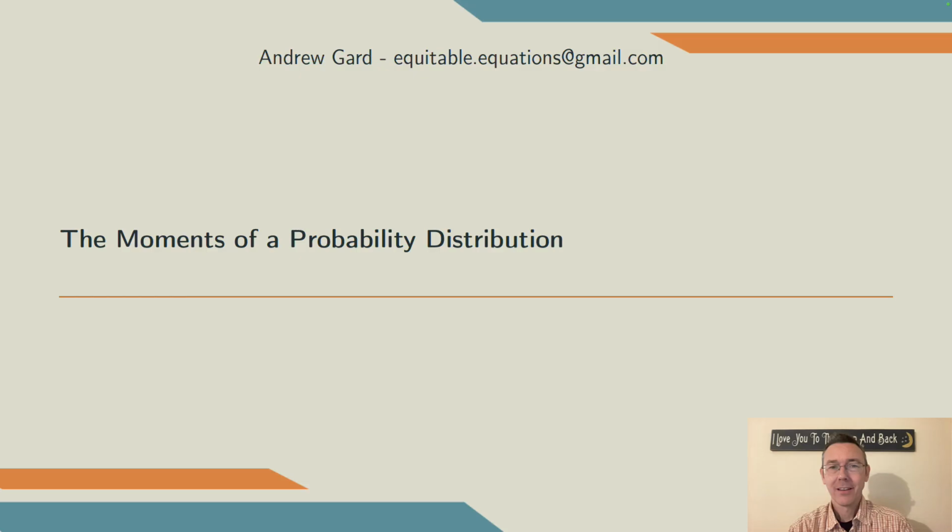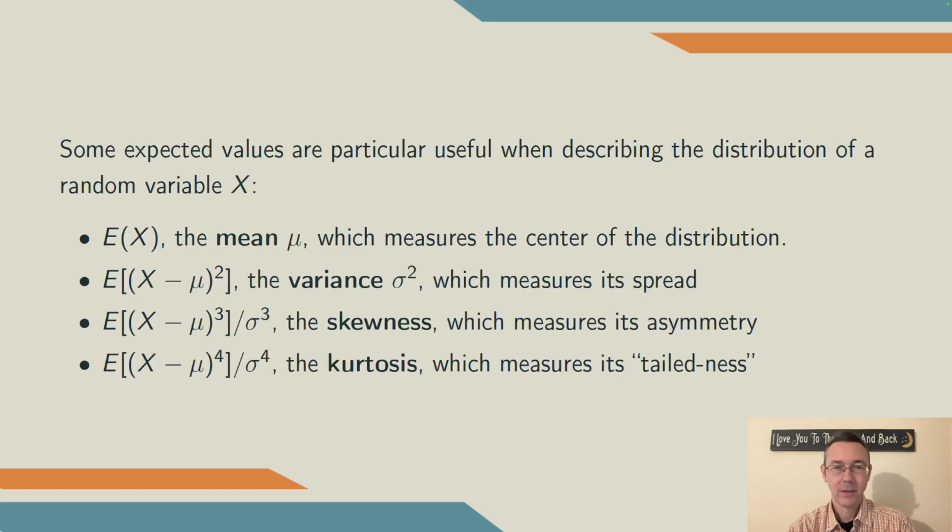Hey everybody. Today we're talking about the moments of probability distributions. We're going to focus on discrete distributions in this video, but everything carries over directly to the continuous case, just with summations replaced with integrals. So we're in a situation fundamentally where we have some random variable and we're trying to understand its shape just a little bit better. We'd like to be able to talk about its center, its spread, its asymmetry, and its tailedness. How fat are the tails of that distribution.